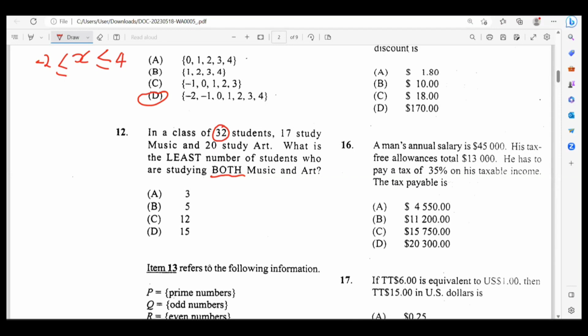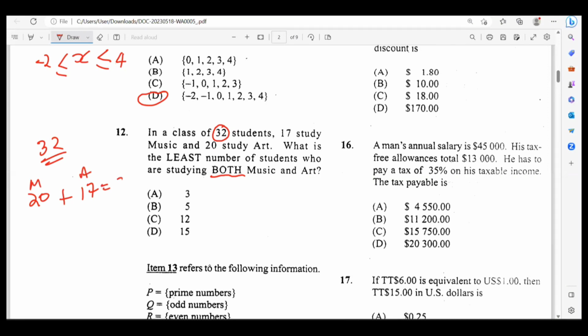The last time I gave you a formula, I believe, was maybe on the YouTube live yesterday. I gave you a formula. It is the same thing that they're asking, but they're not really utilizing the set language. But when you look, if you have 32 in the class and 20 is for art, plus 17 is for music. So this is music and this is art.